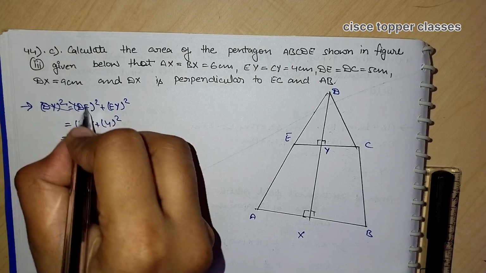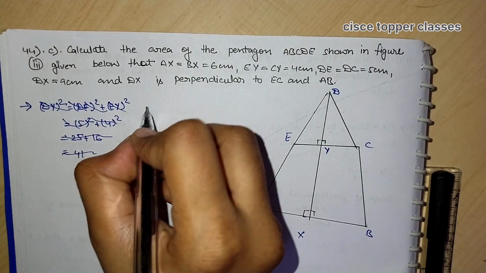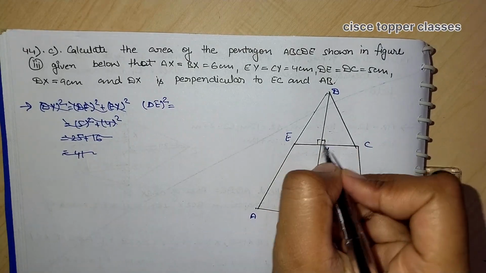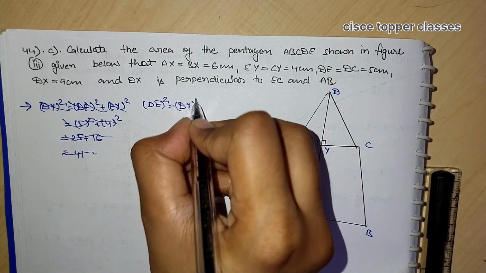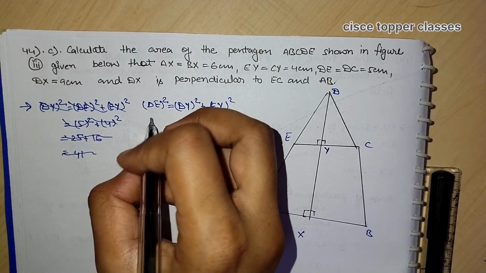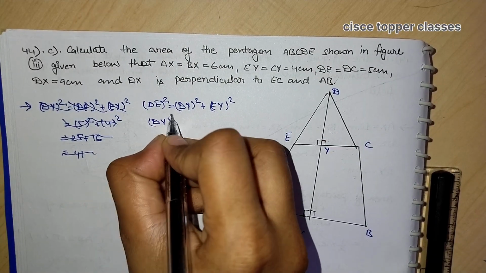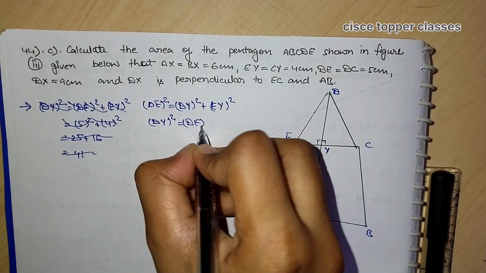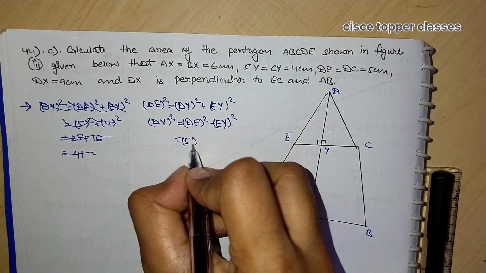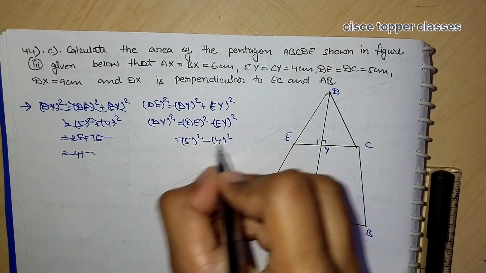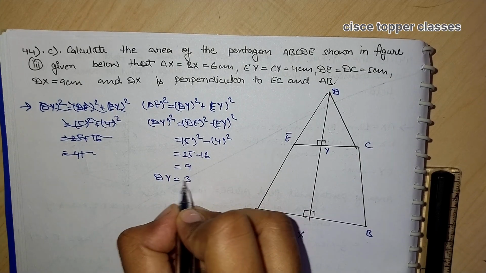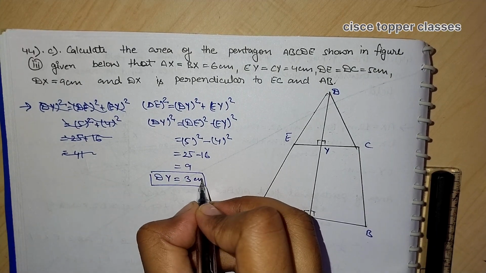We have to find the value of DY. So by Pythagoras theorem again, we can write DE, the hypotenuse, square is equal to the square of base plus height, so DY whole square plus EY whole square. So DY whole square will be DE whole square minus EY whole square. DE is given as 5 whole square minus EY 4 whole square, so 25 minus 16 equal to 9. From that we can write DY as 3 centimeter.